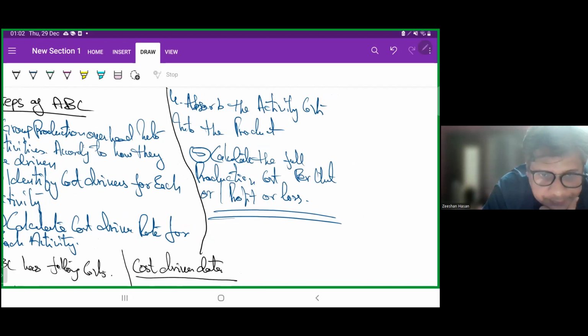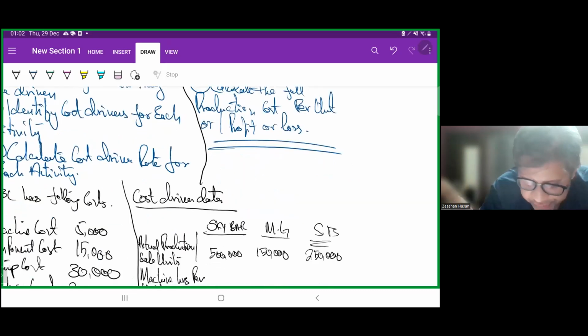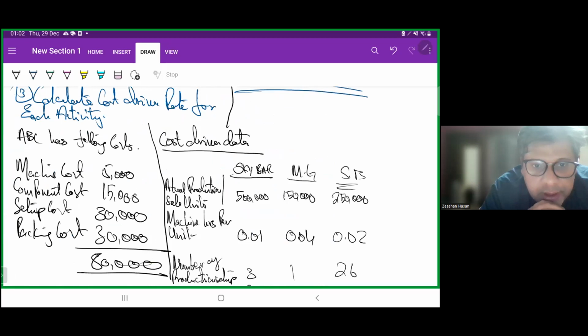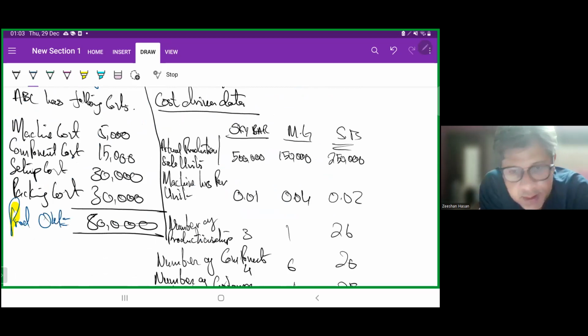Right? Now we have the example over here. ABC company has the following costs. Machine cost 5,000, component cost 15,000, setup cost 30,000, packaging cost 30,000. Production overhead is 80,000 over here. Okay, it is an assumed figure.